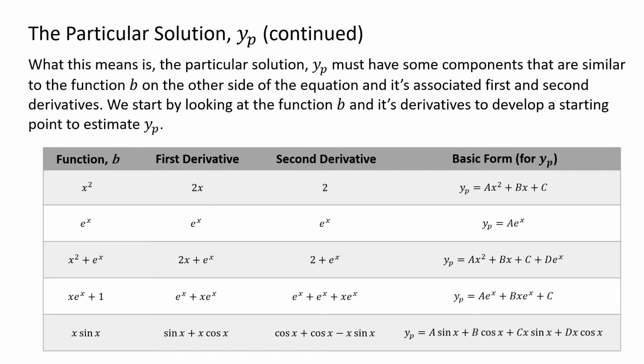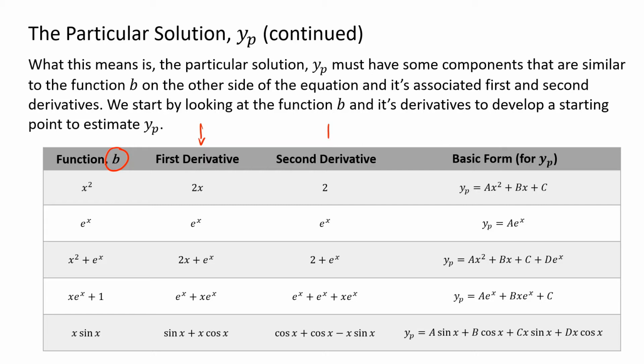We have the right-hand side function b, our first column, the first derivative of that function b, the second derivative, and then what I'm calling your basic form. This is the form of your particular solution you're going to substitute in to find your answer. And when you substitute in, you're going to be able to solve for these coefficients.